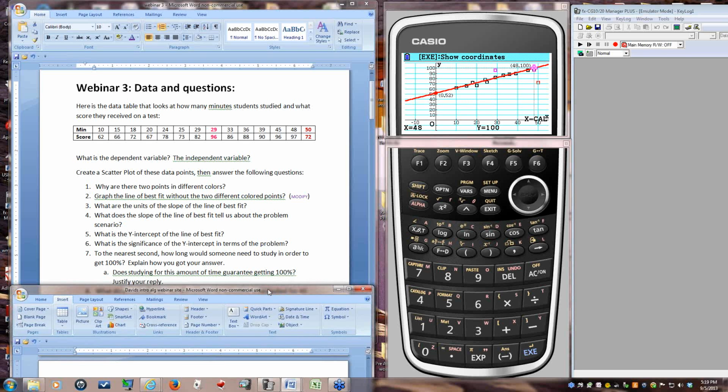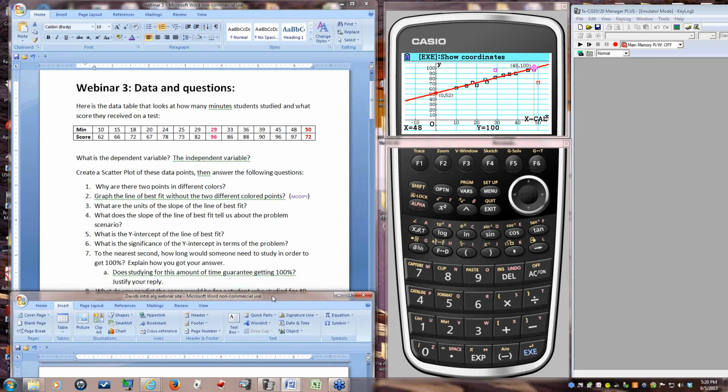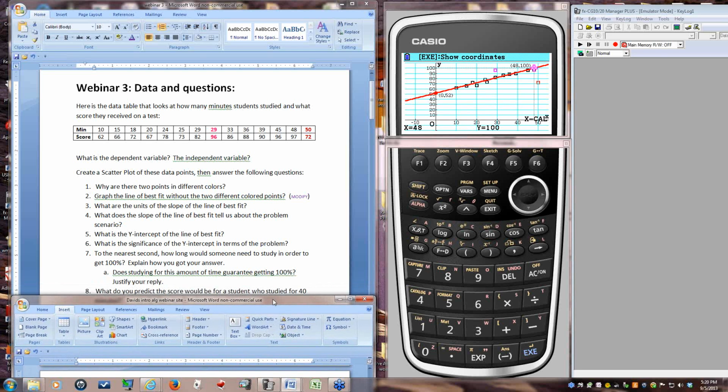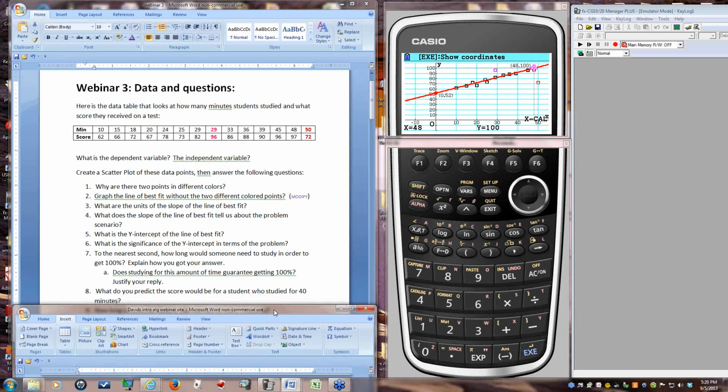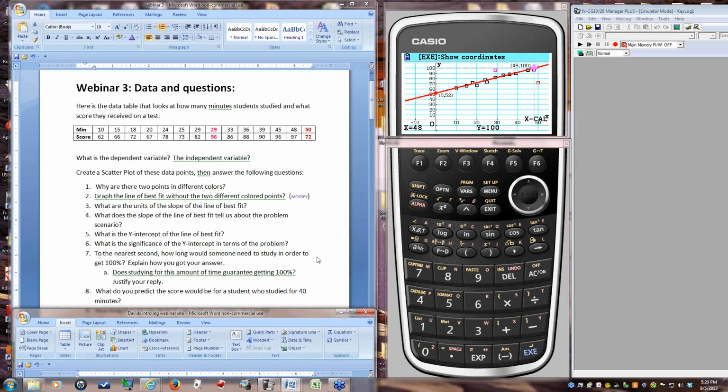Some students could study for 20 minutes and get 100. This student studied for 29 minutes and got close to 100. Other students, if they quote-unquote study for 2 hours and don't really know about a third of the material, they're not going to score well at all. What do you predict the score would be for a student who studied 40 minutes?